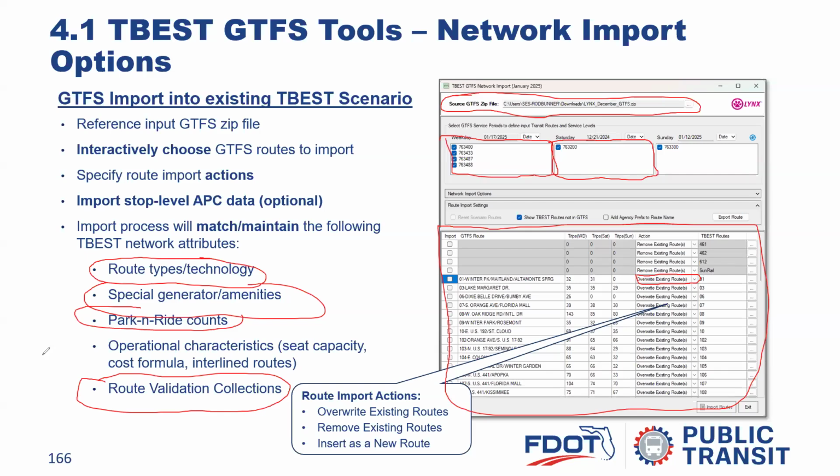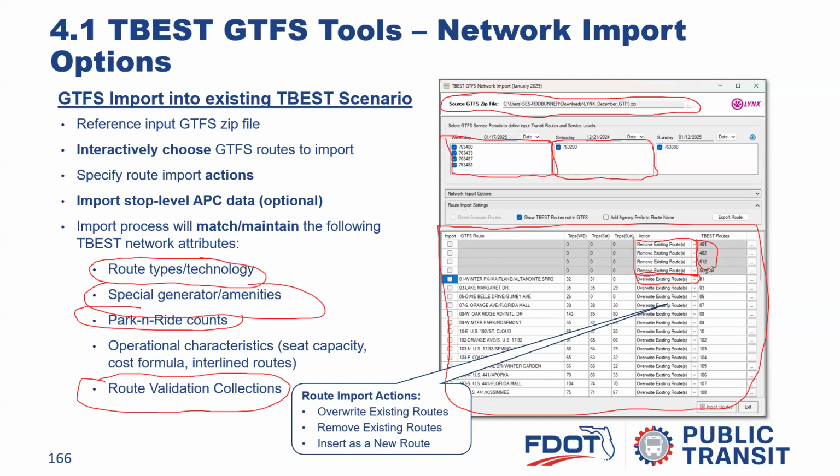All right, so the point here is that we're going to overwrite existing routes, and then we may have some that exist in the TBEST network, but aren't in the GTFS, right? So that means that they're no longer in service, right? So this Route 461, 462, and 612 are no longer in service. So we're going to remove them. So the action is to remove those existing routes.